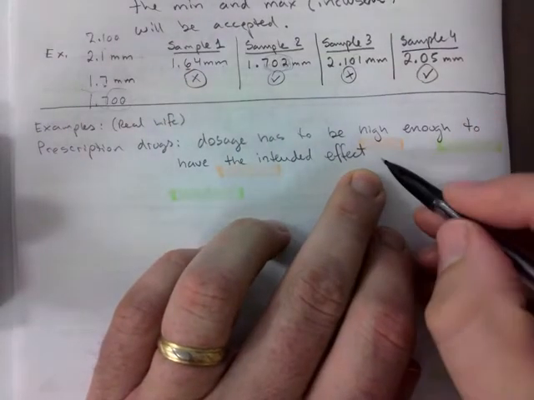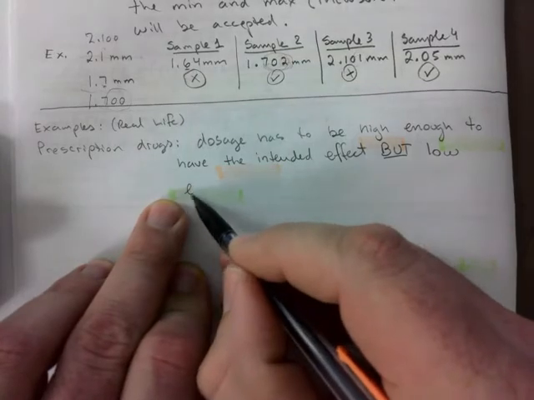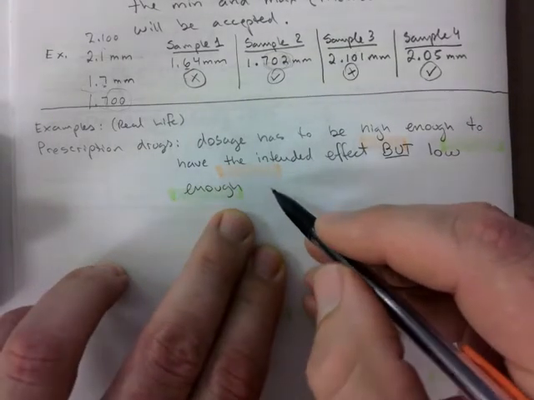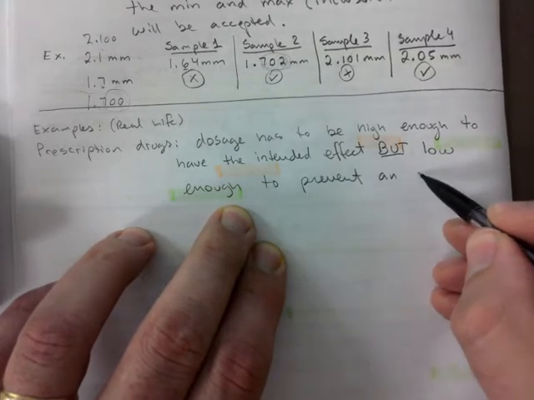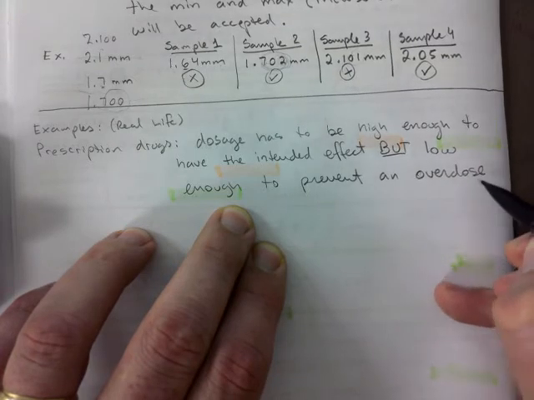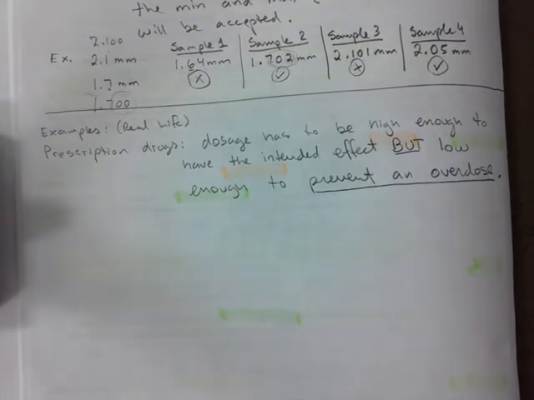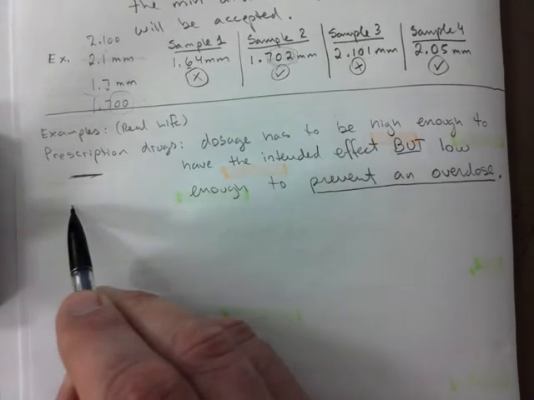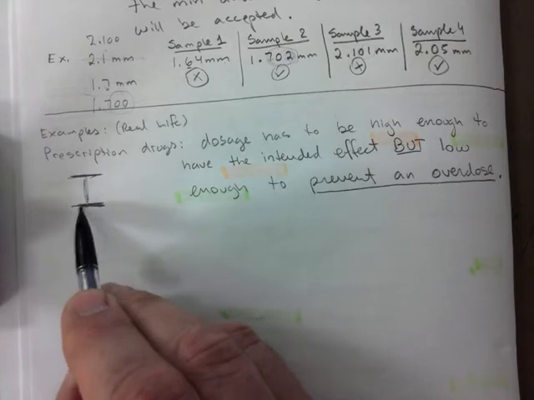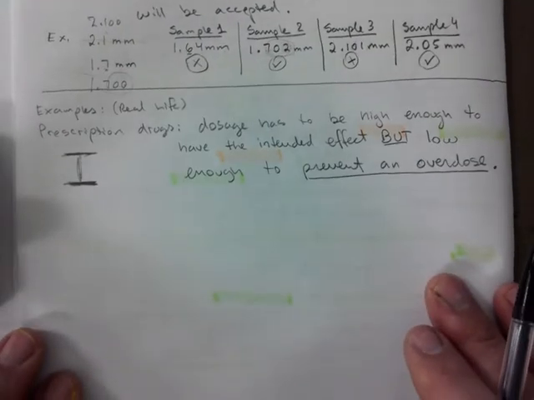But it has to be low enough to prevent an overdose. Okay, you want to prevent an overdose. So again, we're talking about high enough, low enough, right? You're talking about a tolerance. If it's too low, it's not going to have its intended effect. If it's too high, you can possibly overdose, or have serious side effects, right?